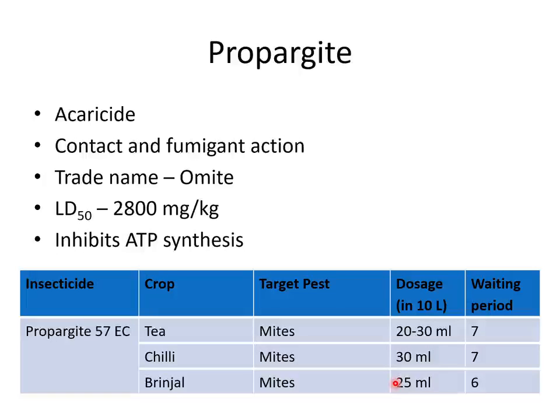Next is another group, that is propargite. Propargite is an acaricide which acts on ATP synthesis. It is available under the trade name Omite. This is specifically an acaricide, so that's why it is recommended only against mites in tea, chili, and brinjal. It has some contact and fumigant action with an LD50 of 2800 milligram per kg. It is recommended at the rate of 2 to 3 ml per 10 liters. So propargite is an acaricide.